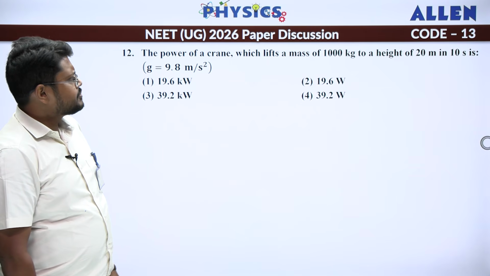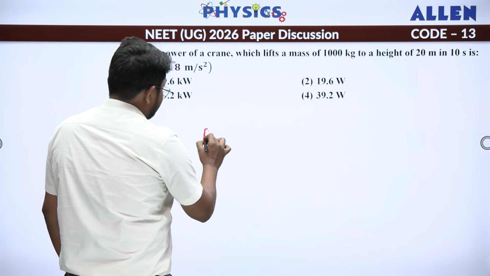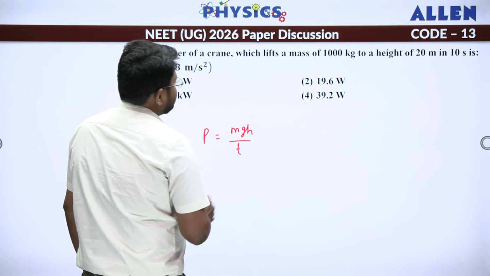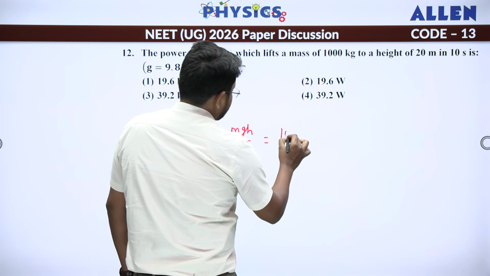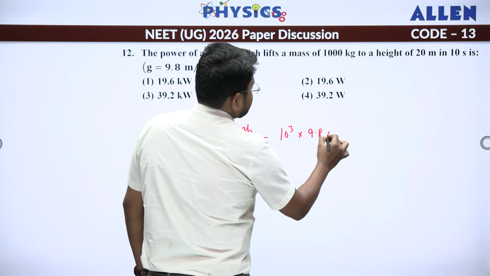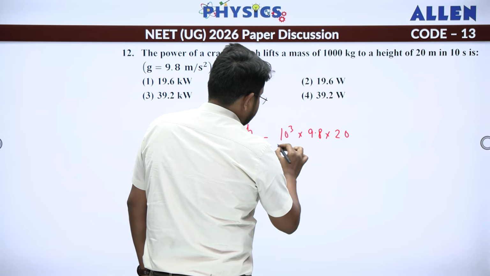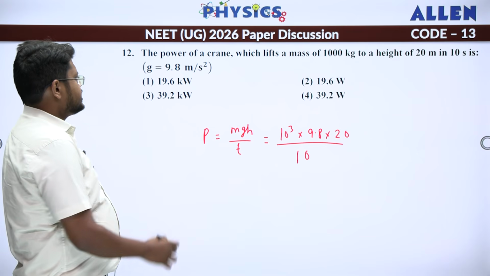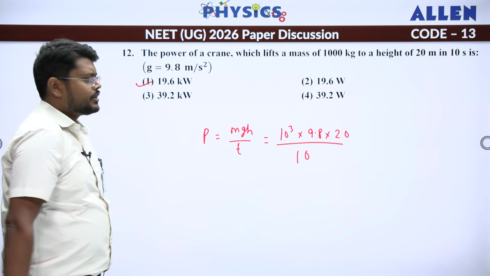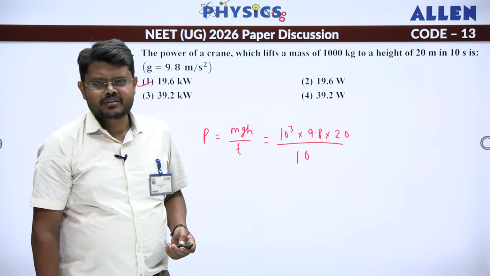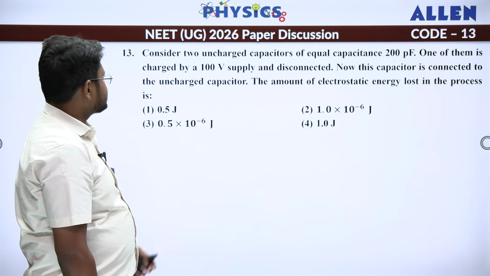Power of crane which lifts the mass. So, power formula directly we can use, that is mgh divided by T. So, let us substitute the value 10 to the power 3 into 9.8 into 20 divided by 10. Okay. So the answer is 19.6 kilowatt. So this is a straightforward formula based question. Move to the next question.